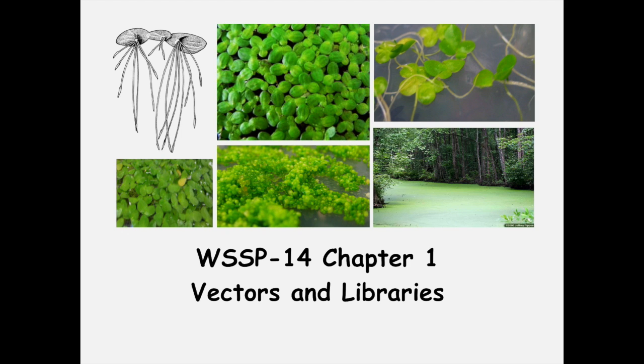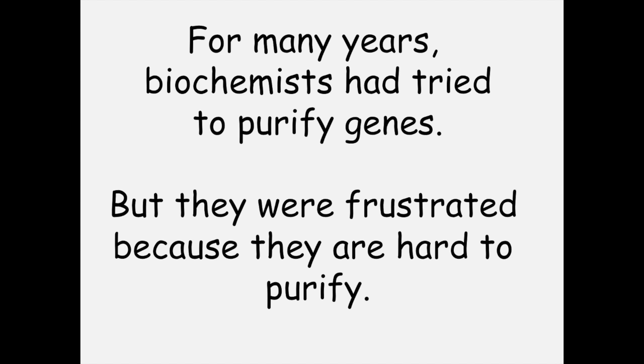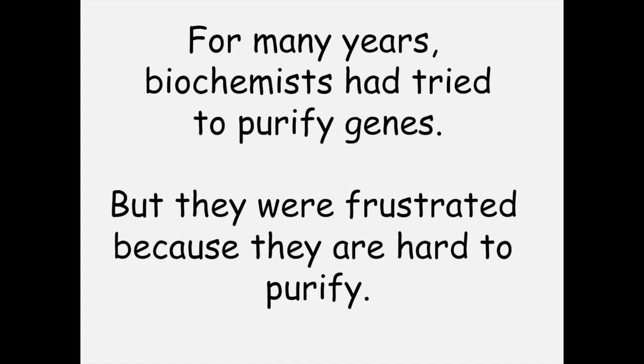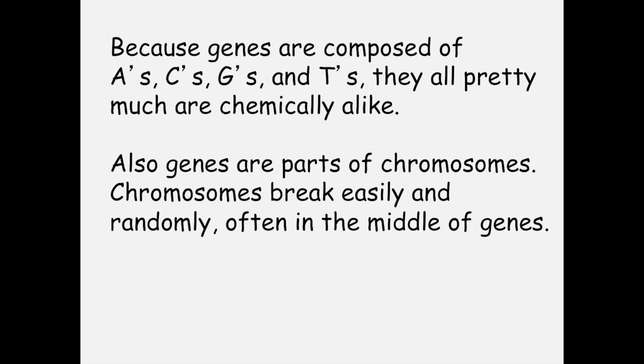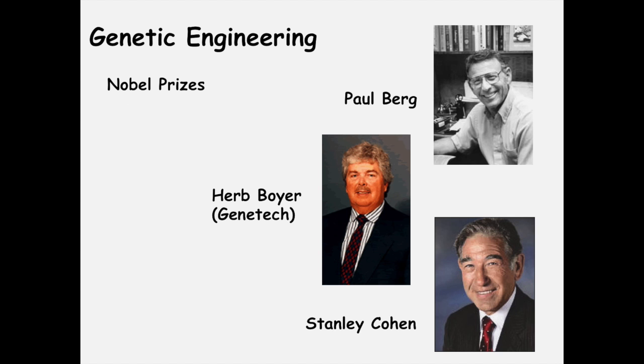So let's take a look at what we're going to be learning. Chapter 1. We're going to be looking at recombinant DNA technology and how we are able to manipulate genes to be able to study them. For many years, scientists have tried to engineer or analyze genes, and it's been very difficult. It's been frustrating, and in some cases, some scientists dedicated entire careers to purifying just one gene. Genes are made up of nucleotides, and they are found on chromosomes, and we're going to take a look at that. So how do we actually study or purify individual genes?